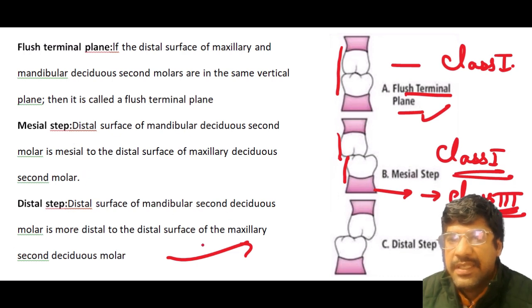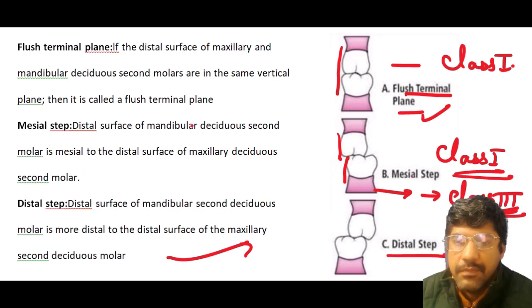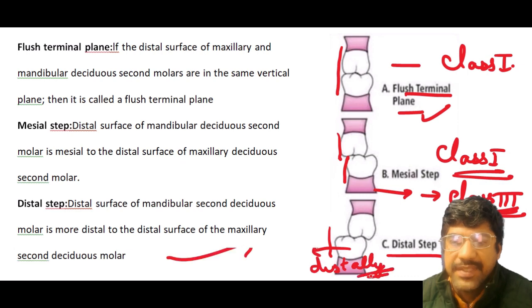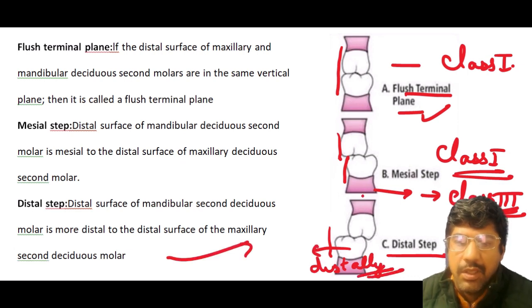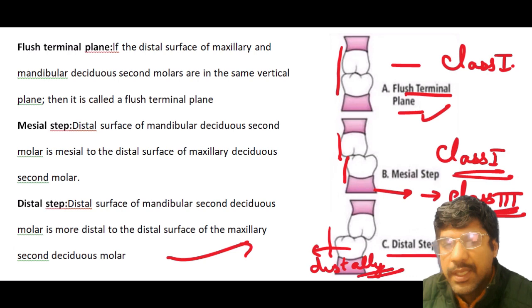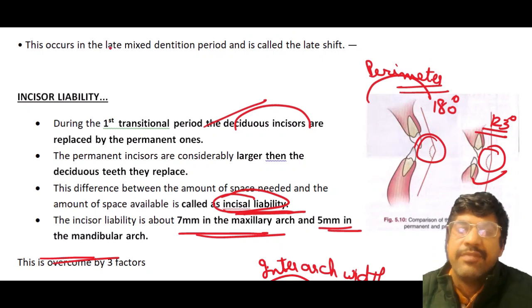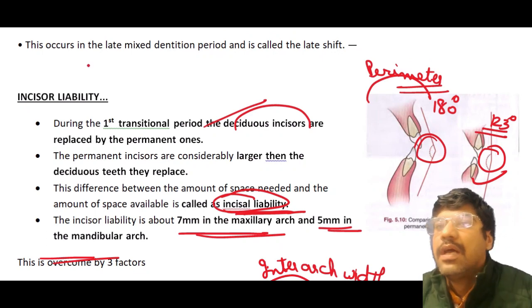The third is the distal step. In this type, the distal surface of the lower second deciduous molar is located more distally than that of the upper second deciduous molar. So the emerging permanent molar might be in class 2 occlusion. Next important term is: what is incisor liability?